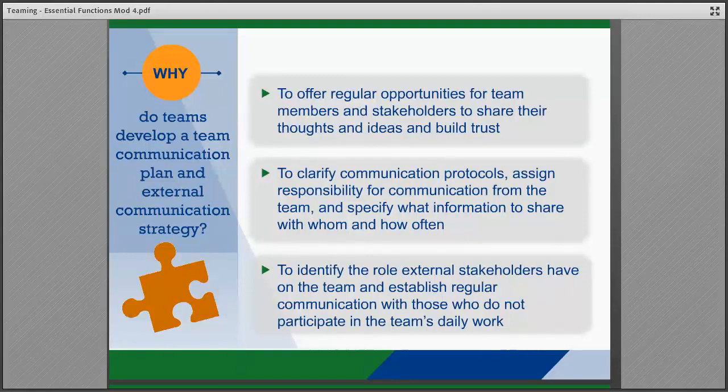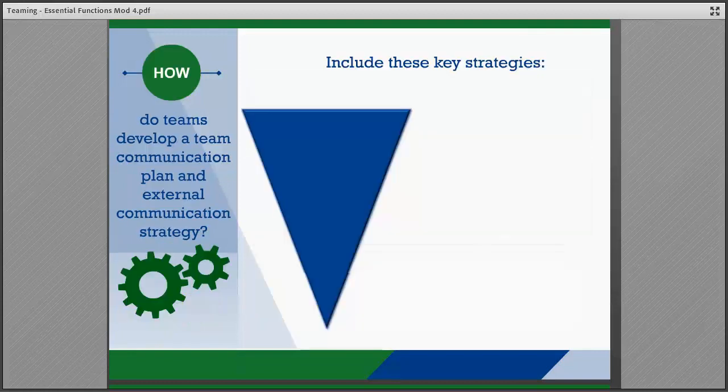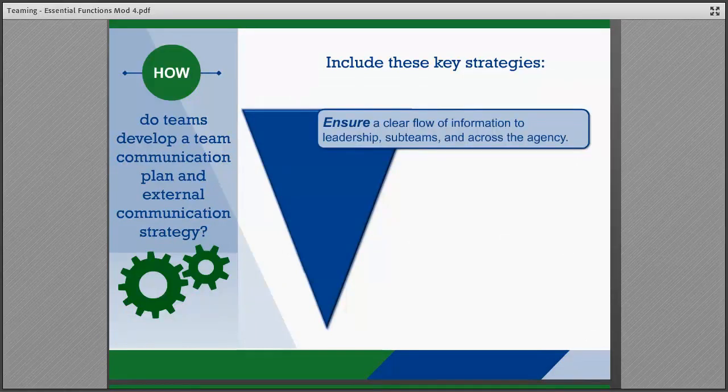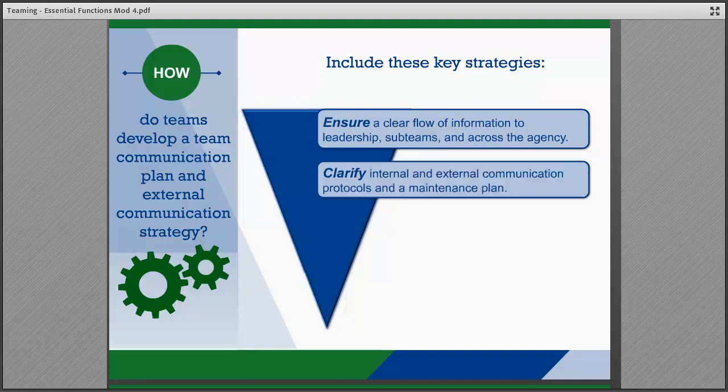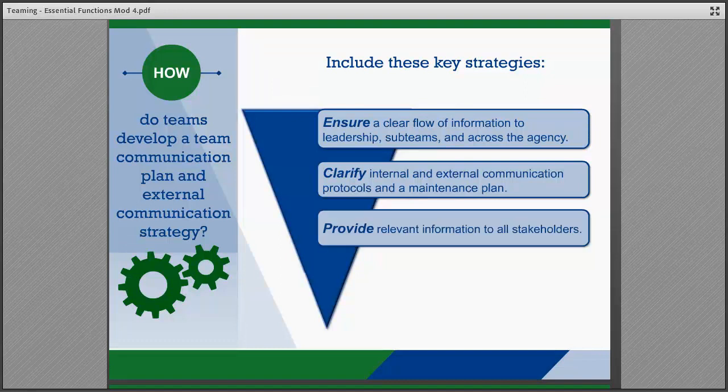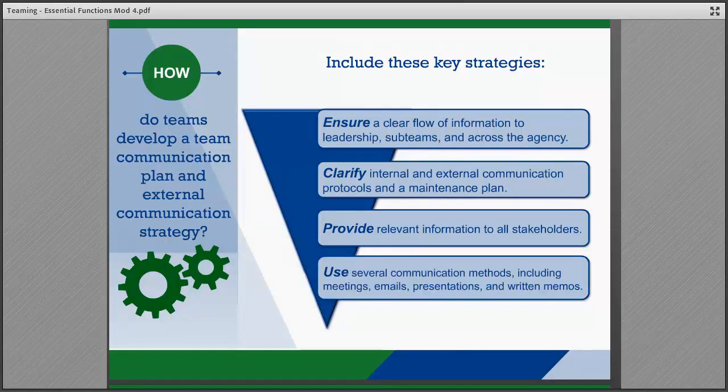An effective external communication strategy also clarifies the role that external stakeholders have on the team and establishes regular communication with external stakeholders who do not participate in the daily work of the team. Team communication plans should include the following strategies. They should ensure the flow of information to leadership, the sub-teams, and across the agency as appropriate. They should clarify internal and external communication protocols and identify the person responsible for maintaining them. They should provide relevant information to all stakeholders. And use several communication mechanisms, including both in-person and virtual meetings, presentations, emails, and written documents such as memos.